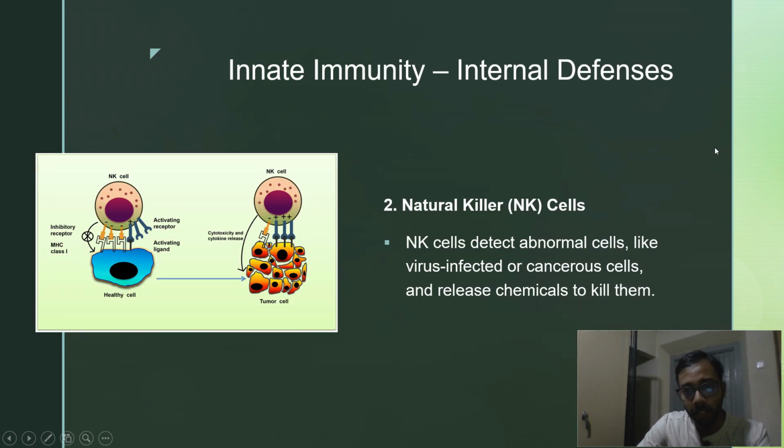The other type of cell is called natural killer cells or NK cells. They can detect abnormal cells like virus infected cells or even cancerous cells, and they release chemicals to kill them. This is very important in cancer biology as well, these NK cells, because if these NK cells are not properly functioning, such people have an increased tendency to develop cancers, right? So these NK cells are important in destroying various virus infected cells as well as cancer cells.